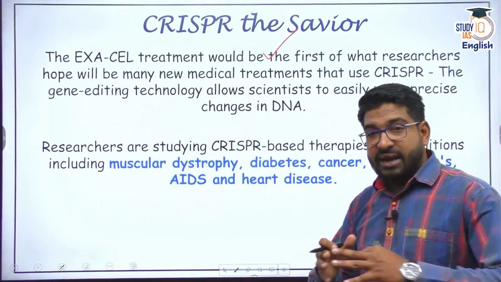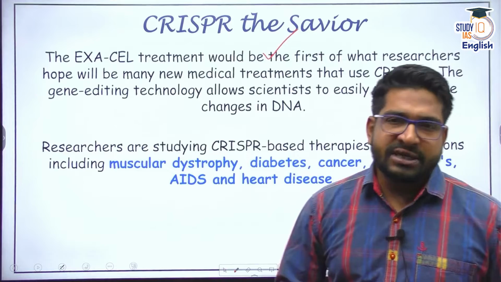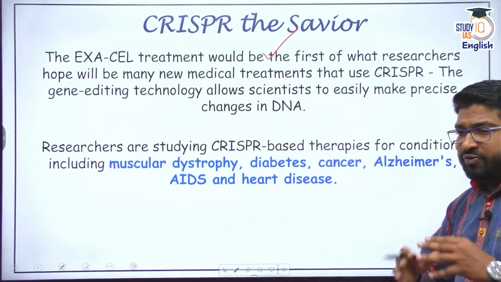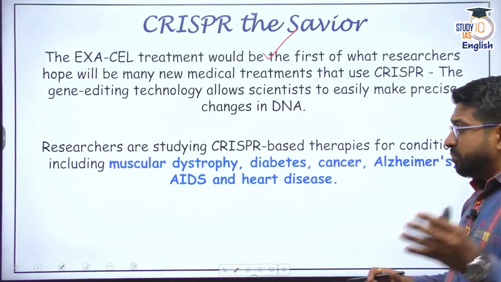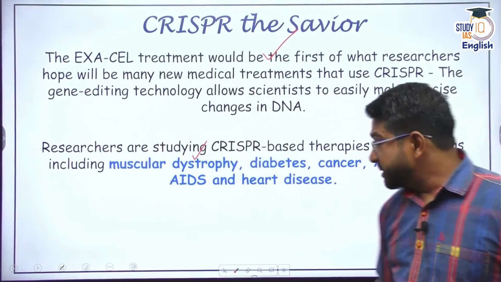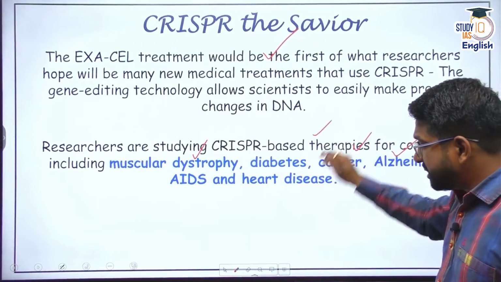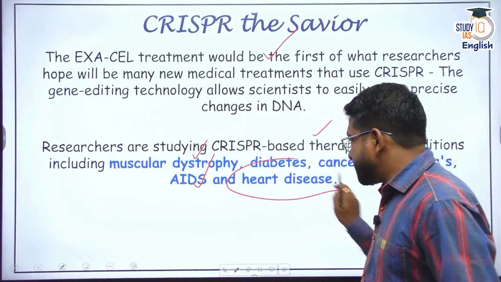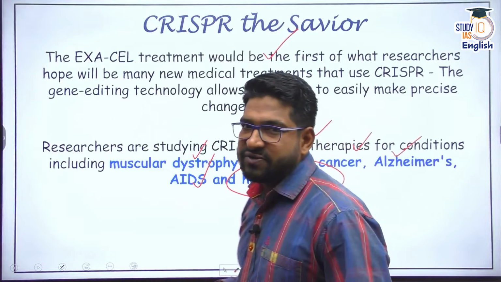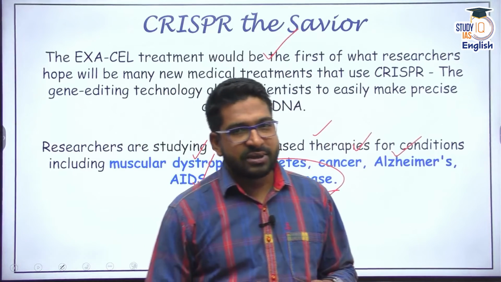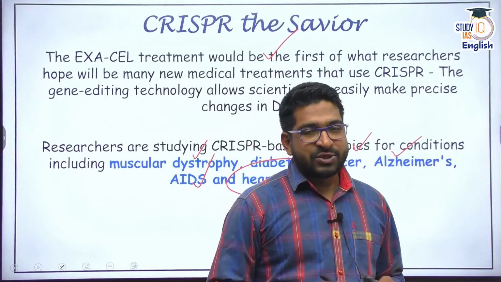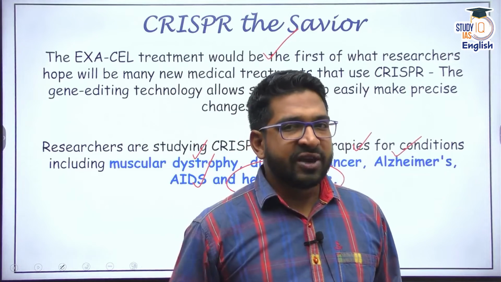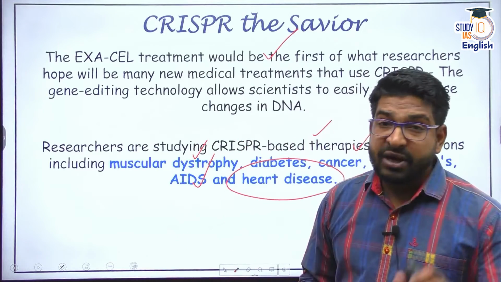This actually opens up a lot of possibilities, because research is going on using CRISPR technology to resolve many issues: genetic disorders, muscular dystrophy, Parkinson's, Alzheimer's, cancer, diabetes, AIDS. Even for AIDS, CRISPR-based research is going on. Heart diseases, CRISPR can be a lifesaver going forward. But let's wait and watch what exactly will happen. Will the FDA approve or not? Let us see.